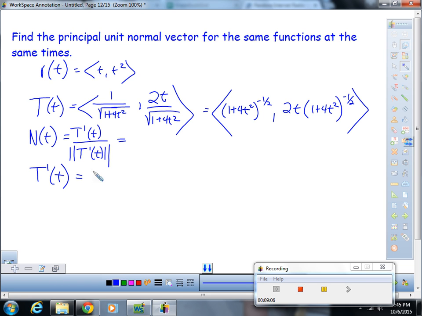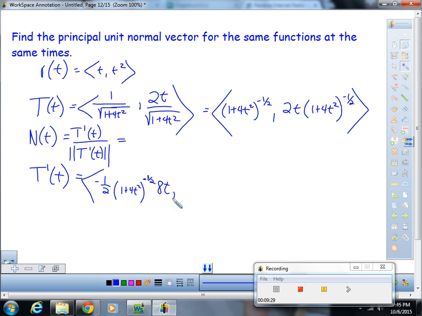T prime of t is going to be, alright, the derivative of this thing is negative 1/2 times 1 plus 4t squared to the negative 3/2 times 8t. We'll come back and clean that up later.